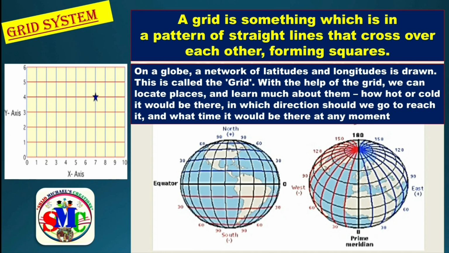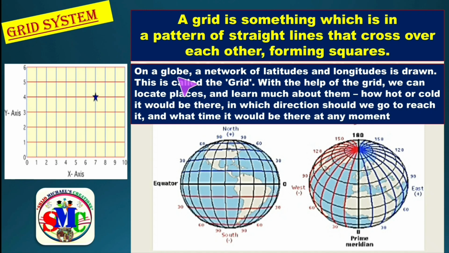Here we are going to learn about the grid system. A grid is something which is in the pattern of straight lines that cross over each other forming squares. You might have observed the graph sheet. Otherwise, look here. This is a model of graph sheet and it contains x-axis and y-axis. The lines from x-axis and y-axis cross over each other and form squares. So this is a grid.